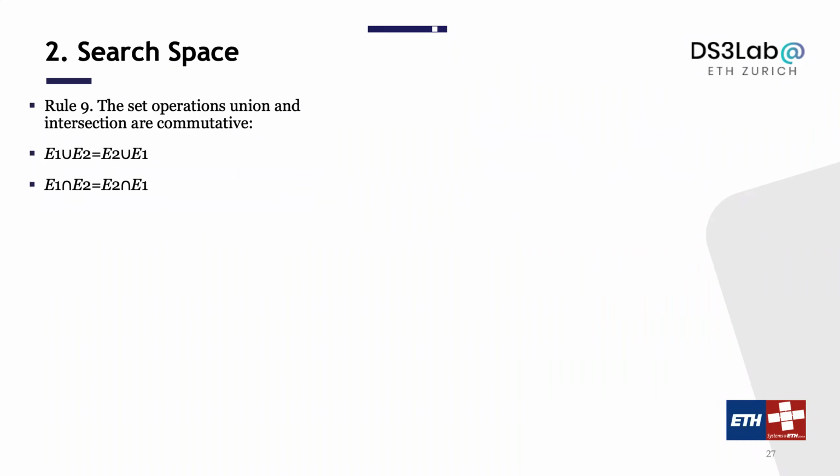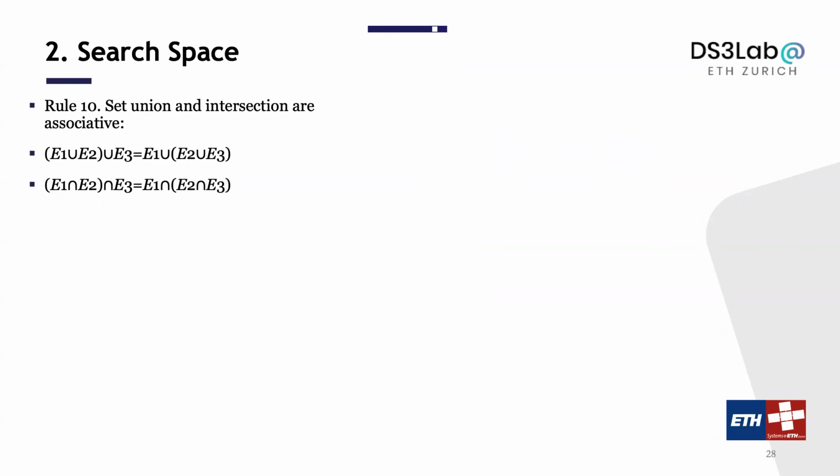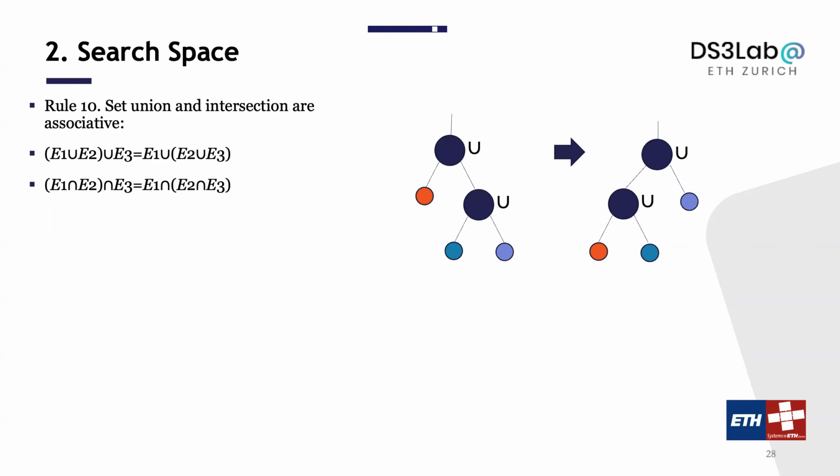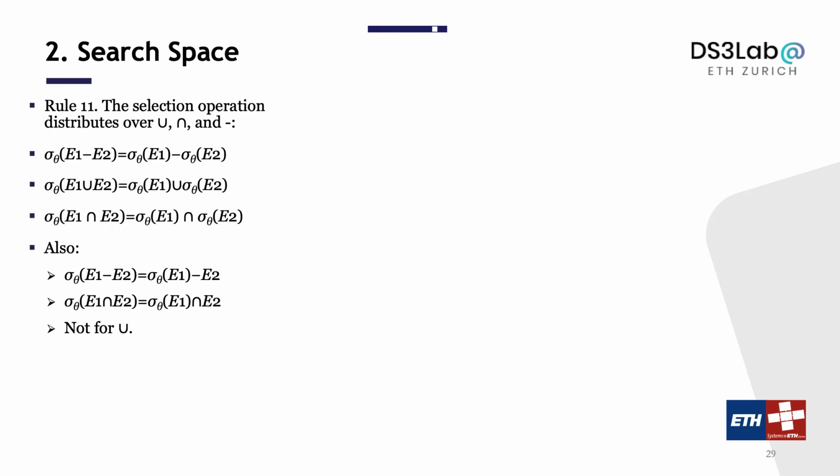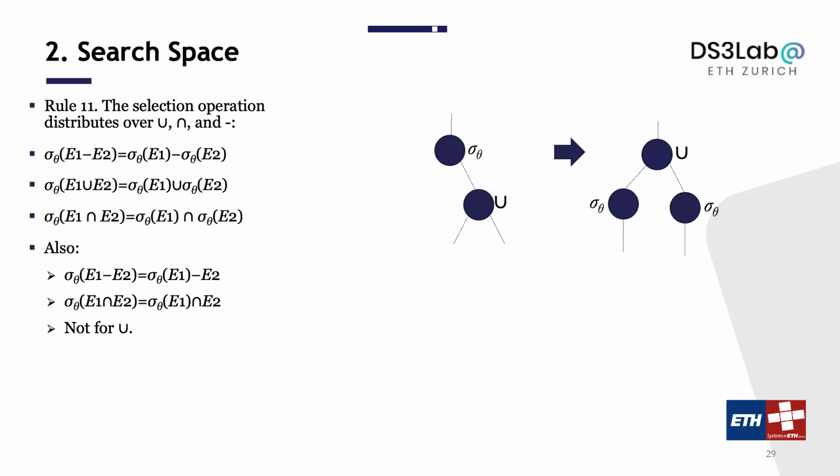So another potential rule is that you can change the order. We have union and intersection, and that's very natural. You can have all those associative rules for union and for intersection by just changing the order. You can also have different rules, like the selection operator distributing over union, intersection, and so on and so forth.